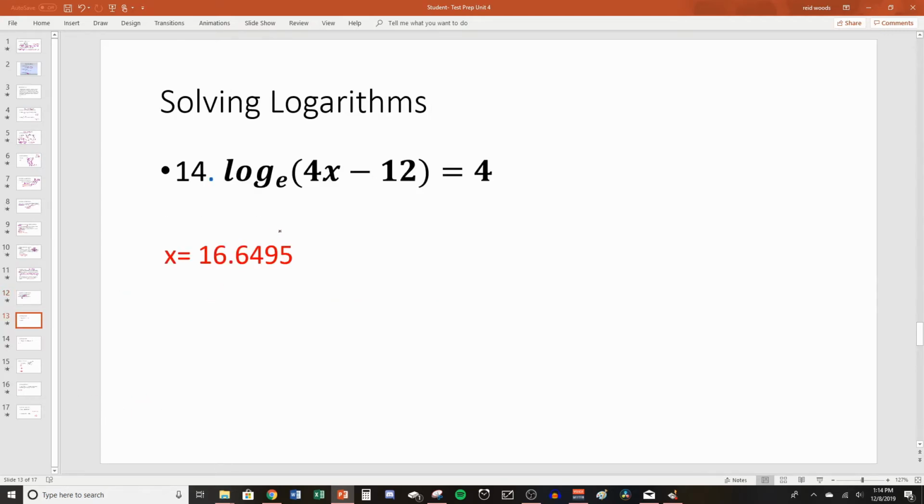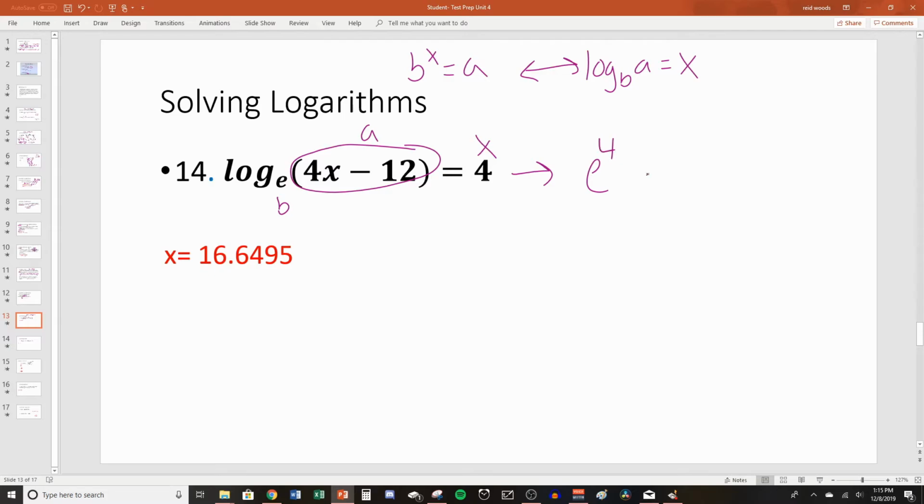Let's look at the next one, 14. So we're solving this logarithm. And to do that, we go back to our function here. We go with b to the x equals a. And we want to take our logarithm, which is what we have here, and rewrite it as an exponential. So this is b, this whole thing here is a, and this last part is x. So I'm going to rewrite this as an exponential: e to the 4 equals 4x minus 12.